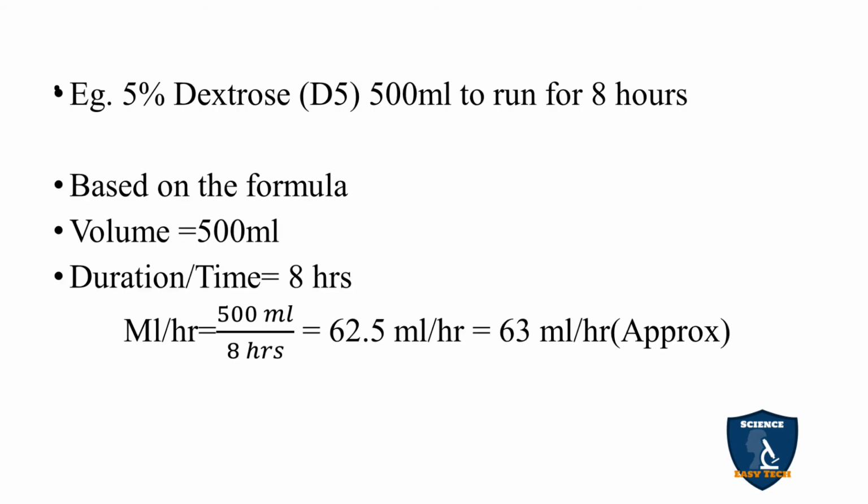Let's see an example. In the given example, 5% dextrose 500 ml is to be infused for 8 hours. So here it is a direct question. The volume is given in milliliters and the time is given in hours, so you can substitute directly into the formula: flow rate in ml per hour is equal to 500 ml divided by 8 hours. When you divide it, you will get 62.5 ml per hour. You have to round it off, so you will get approximately 63 ml per hour.